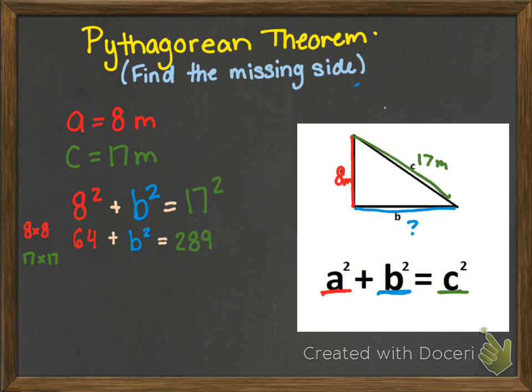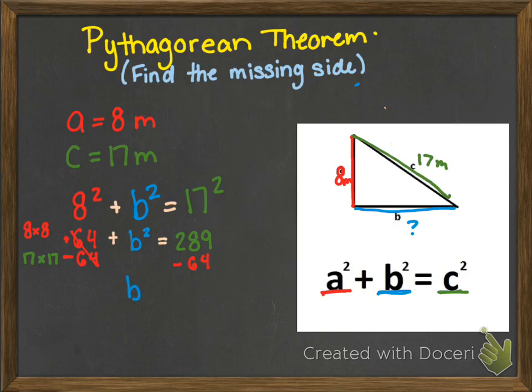Now that we have expanded or done the exponents, we're going to go ahead and move things around to get B by itself. That's our goal here. So we need to do the inverse to get this value of 64 to the other side. So this is technically a positive number. So the inverse would be minus 64. I'm going to do that to both sides of the equal sign, and I'm going to copy it back down.